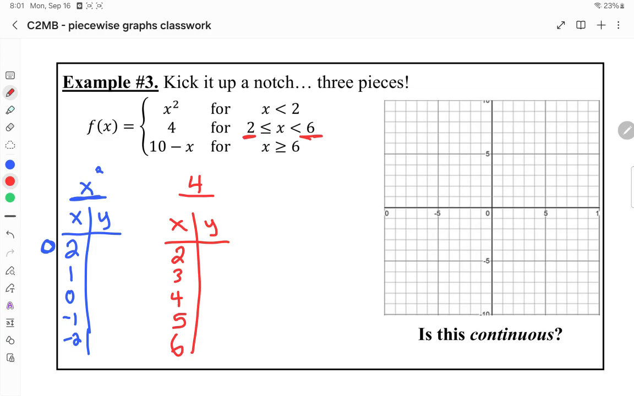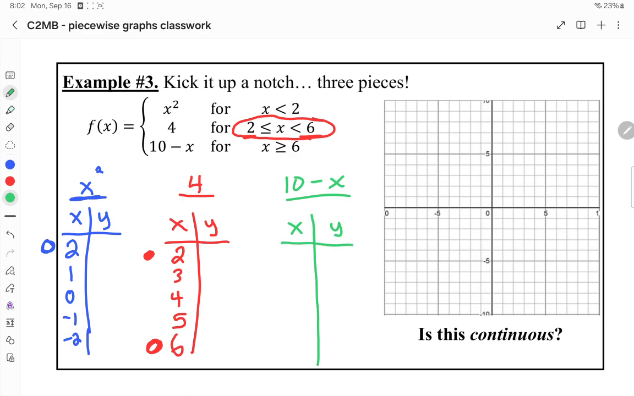And here's where it's important now. Notice how 2 is included on this middle inequality, but 6 is not. So 2 is going to be a closed circle, while 6 will be an open circle. Not to be confused with 0, but open circle. All right, setting up my third table then really quick. 10 minus x. And here I want values where x is greater than 6. All right, easy enough. 6, 7, 8, 9. I think that's going to be plenty because I know that's going to be a linear equation. And a closed circle at 6.